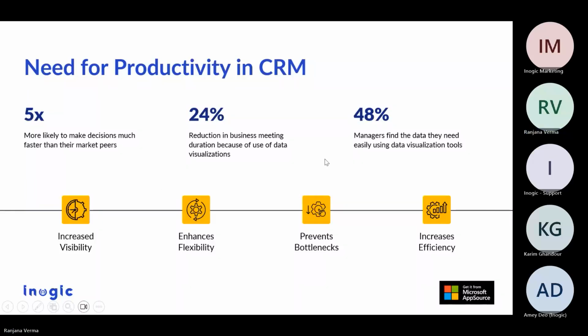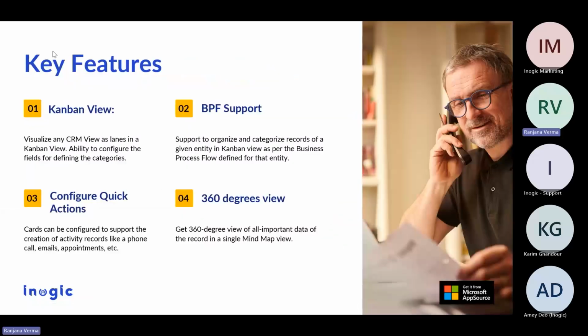Now, some of the features that I would be showcasing. First is the Kanban view, that is the Kanban board, and how it supports BPF, that is business process flows. You can also have quick action buttons that I would be showcasing here. Then comes Map My Relationships, wherein you get a 360 view of what is happening with a single record. This is a very amazing thing that you will see when I take you through the live demonstration.